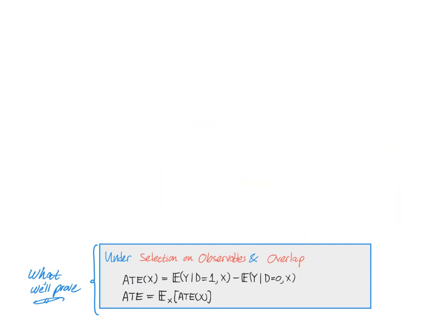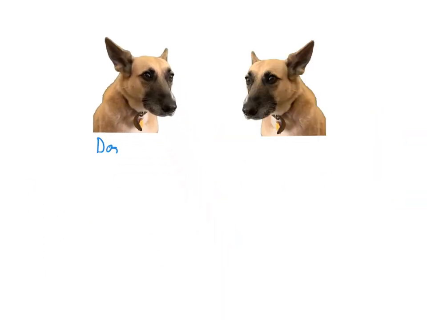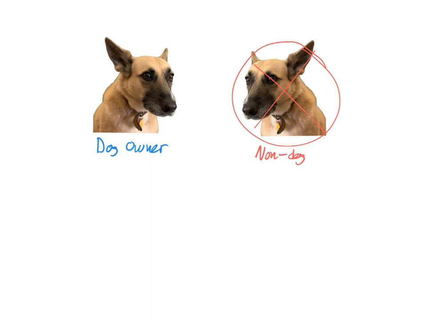Here's a very simple example. Suppose we want to estimate the causal effect of dog ownership on lifespan, but we're concerned that women are more likely to own dogs than men. This would be a problem because women on average live longer.